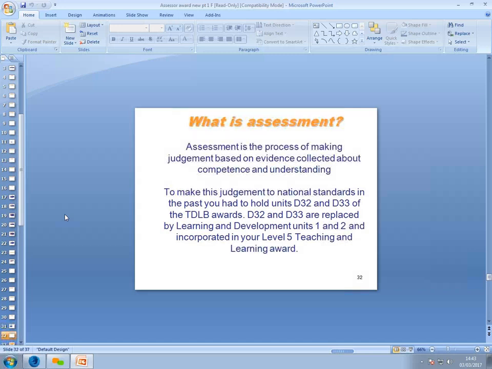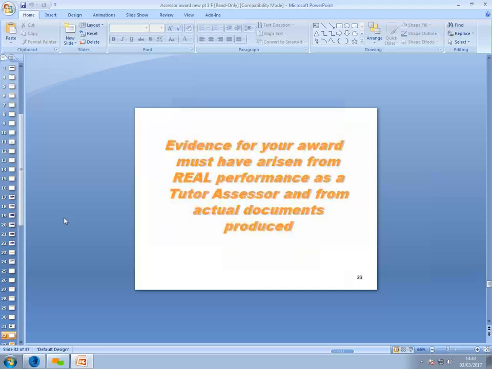But what is assessment? It's the process of making judgments based on the evidence collected about competence and understanding. To make these judgments to national standards, in the past you had to hold D32, D33, TDLB awards. 32 and 33 are replaced by Learning and Development units 1 and 2, and incorporated in some cases into the Level 5 teaching award. But again, they're being done as separate, standalone units. The evidence for your award must have arisen from real performance as a tutor assessor and from actual documents produced.